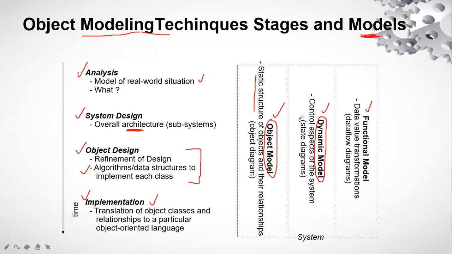If you want to see that particular topic, you can go through it in the earlier lecture videos. Now, the third one is called the functional model. What is this functional model? The functional model defines the value transformations, or the data value transformations, in which the data flows, and it is shown in a diagrammatic format. That is called the DFD, or the data flow diagram.